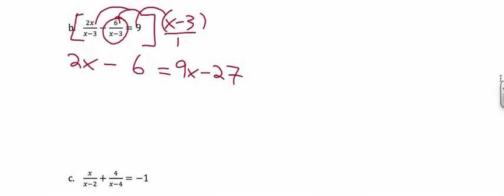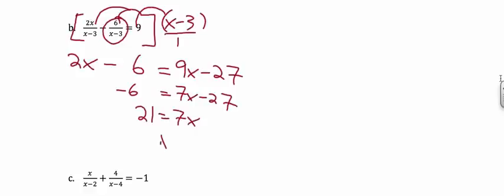I'm going to subtract 2x from both sides and get 7x. I'm going to add 27 to both sides, and I get 21 equals 7x. And I get x equals 3. Now, go back and check this x equals 3 answer. Plug it back into the original problem, not anywhere down here. It's got to go all the way back into that original one. Plug it back in, pause, and then come back.